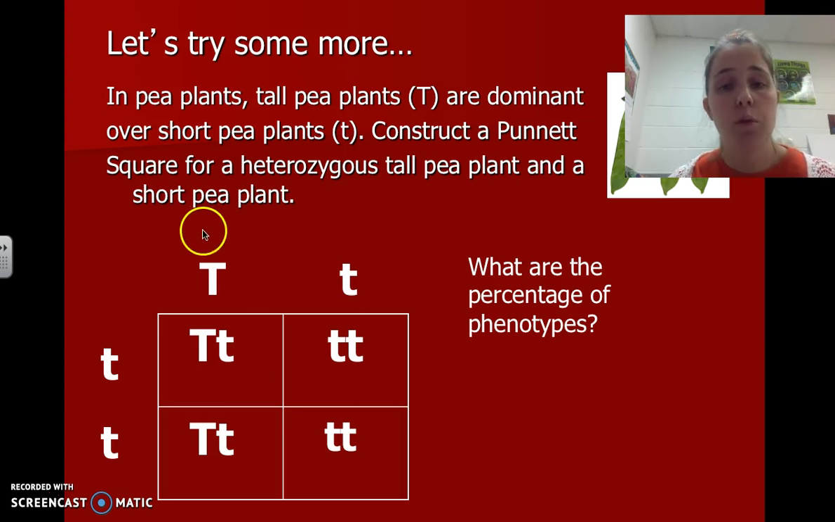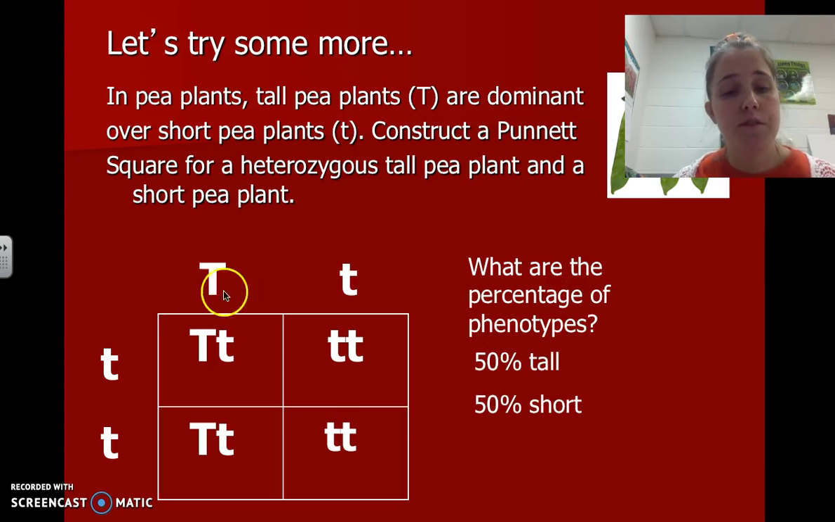Okay, so for the tall ones, since tall is dominant, anytime there is a big T, we're going to have tall. So this is a tall plant, this is a tall plant, but there's no big T here, so this is a short plant, and this is a short plant. So what are the percentages of phenotypes? That means 50%, or 2 out of 4, will be tall, and 2 out of 4 will be short.